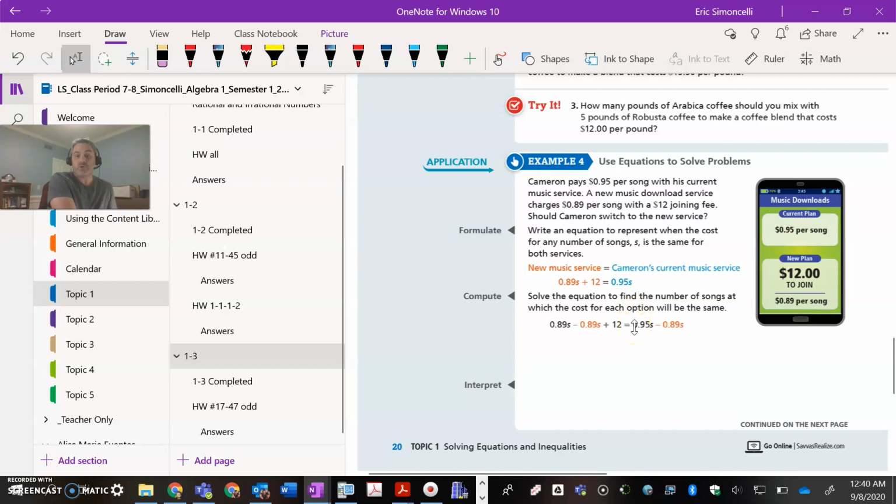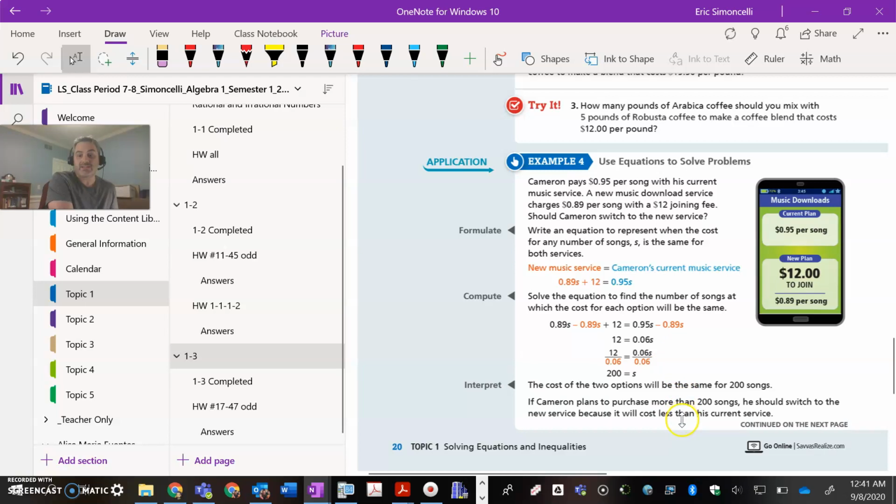All right, the equation hopefully makes sense in that we're solving for S. The red is the new, the blue is the old. So we go ahead and solve. We go ahead and balance our equation accordingly. We subtract 0.89S. We're left then with 12 equals 0.06S. We divide by 0.06. And if we finish this off, we can hopefully see, slide this down, 200 is the end result. The cost of the two options will be the same for 200 songs.